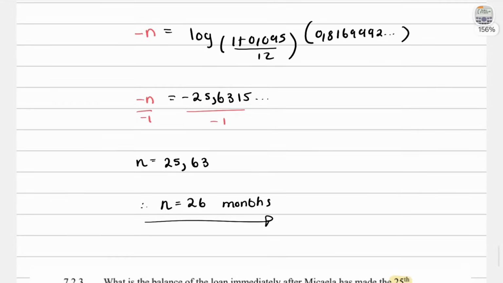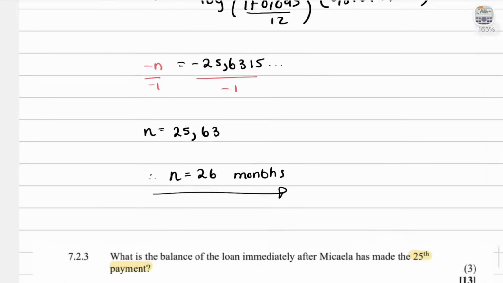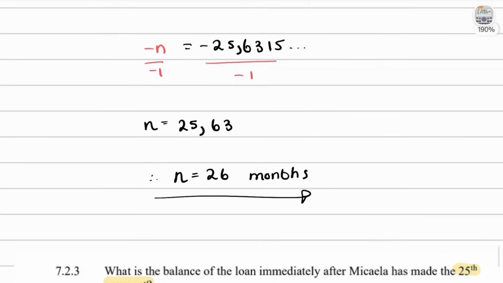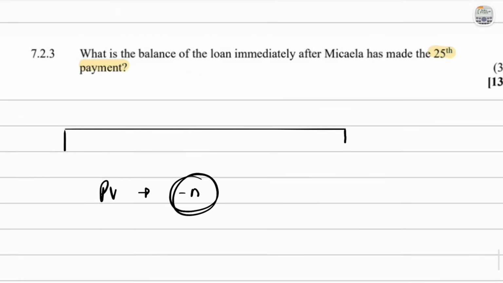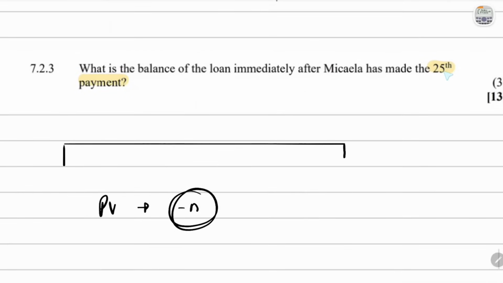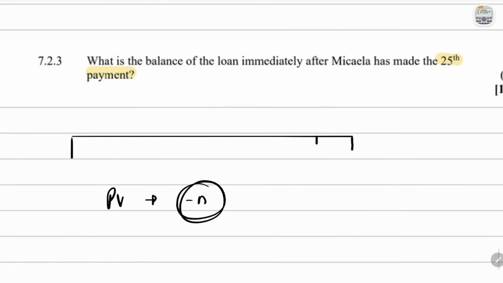You see how the question was, how long will it take her to finish paying off this loan? How many months will it take her to complete the loan? And we see that it takes 26 months. This tells you exactly how many months more you have to complete that loan. So if we're trying to find out what she will owe immediately after the 25th payment, let's say this was the 25th payment.